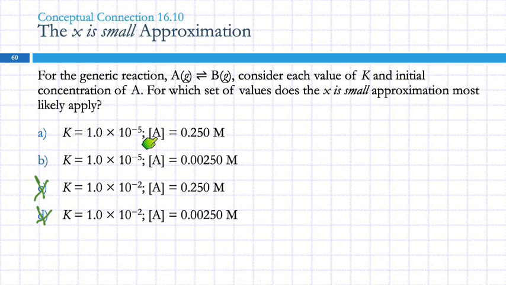And if the concentration is higher or lower, which is better for x is small? Higher, right? Because when we're subtracting a number from 0.25, it's more likely to be less than 5% of it than from 0.0025. So this is the answer, most likely to apply. Any questions?